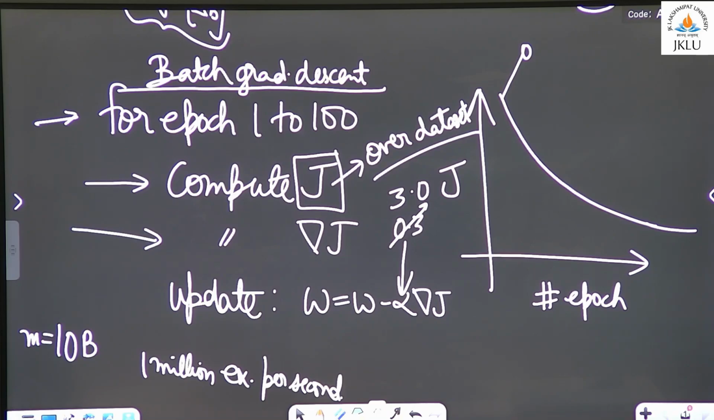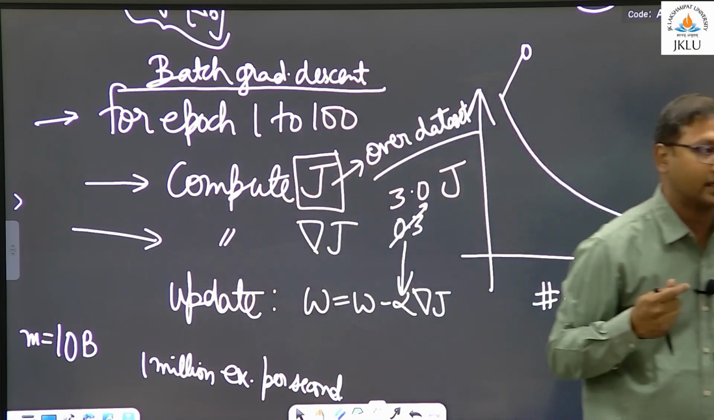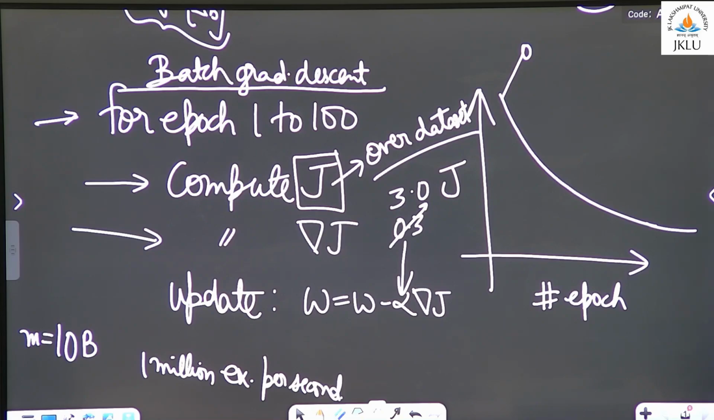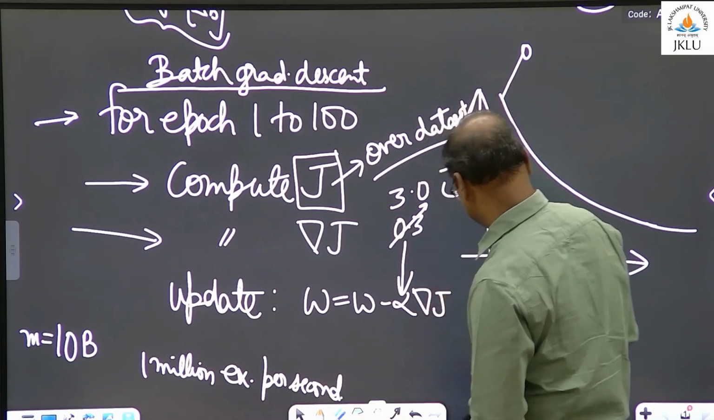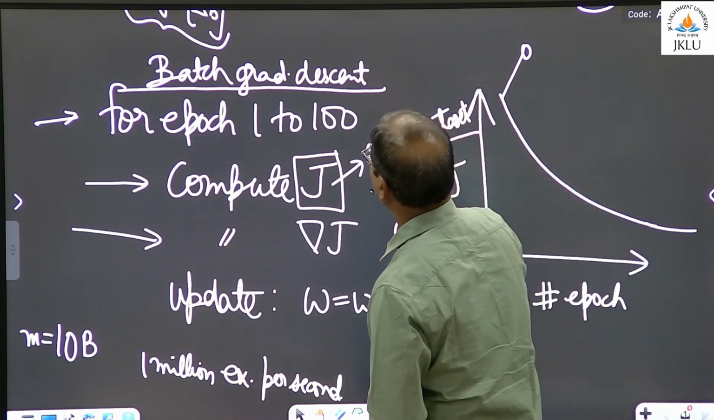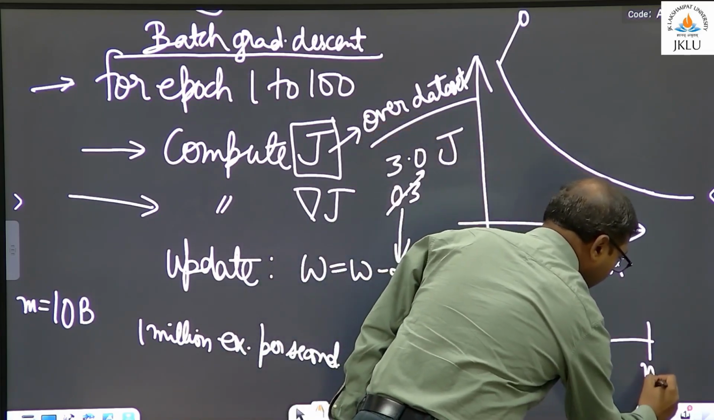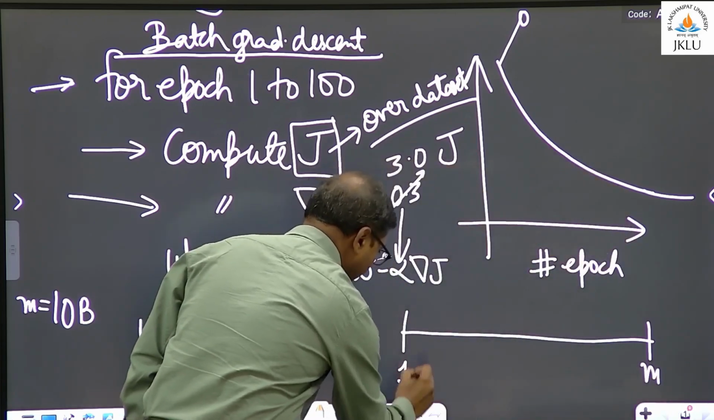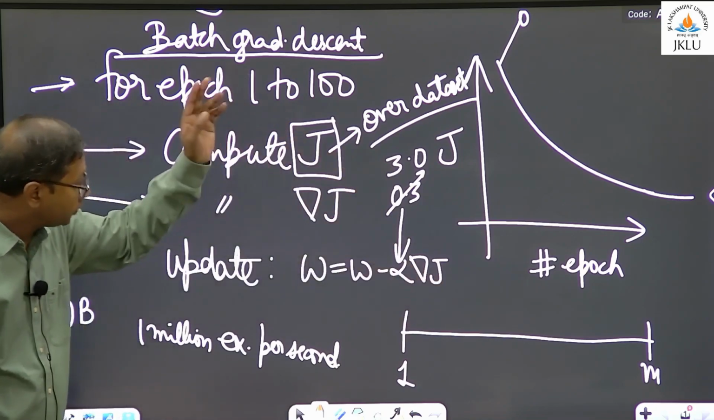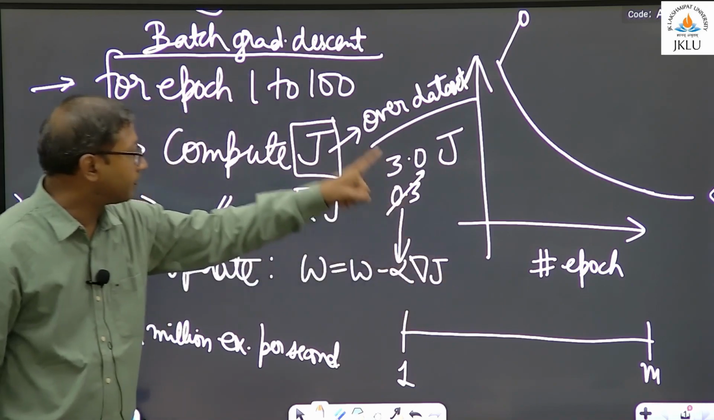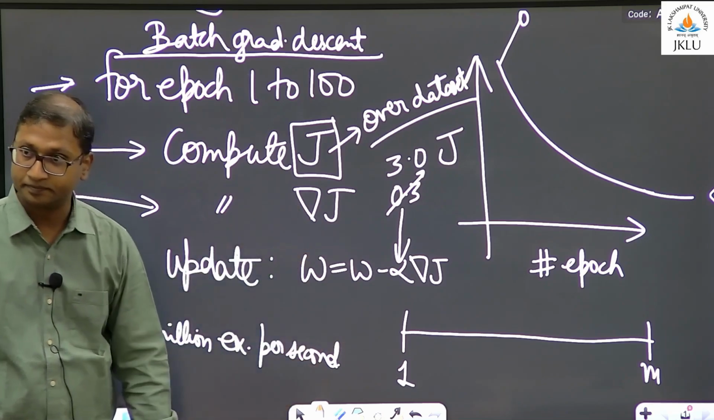You have to tell me how this algorithm will change in case of stochastic gradient descent. What does stochastic gradient descent do? So let me help you with something. Let's say this is my complete spectrum: M examples versus one example. What is the M example case? I use all M examples to compute my J and then grad J and then update.